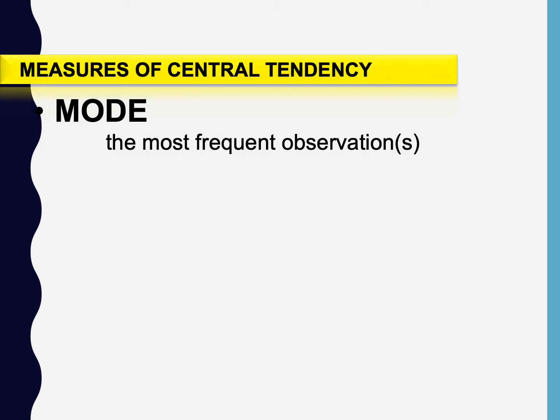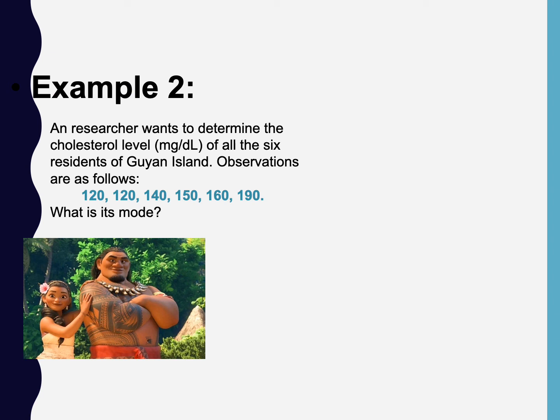So the last measure of central tendency is the mode, or the most frequent observation or observations. The mode is denoted by the symbol x hat. Let's look at this similar example. So what is the mode of the cholesterol level of all 6 residents of the Guian Island? So looking at each observation, we notice that 120 occurred twice. The rest just occurred once. So the mode of this data set is 120.